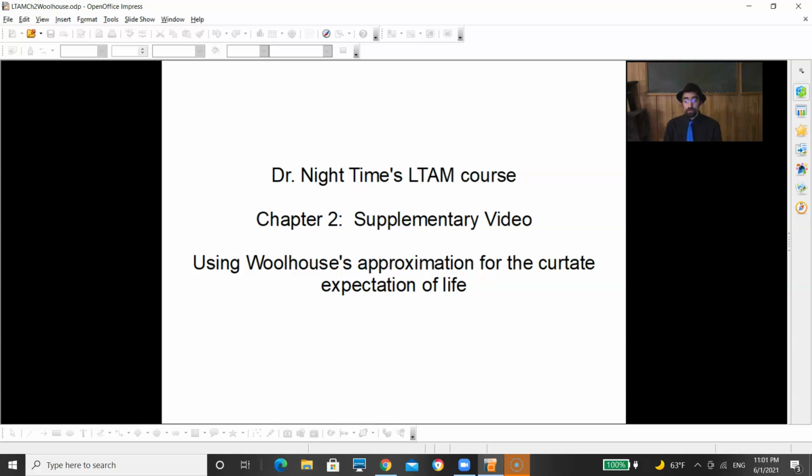It's called Woolhouse's approximation, or the Woolhouse approximation, or the Woolhouse formula. And while the LTAM doesn't require it for curtailed expectation of life specifically, they do require it for stuff that gets a little more complicated. Once money starts getting involved, and rather than a person surviving for some amount of time, it's a person making annual payments or monthly payments, you have to worry about interest. That makes all the calculations that much harder.